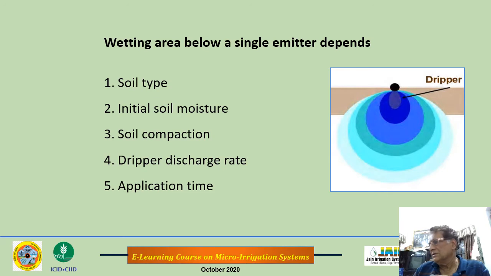Soil compaction. Yes, if the soil is compacted, then definitely the porosity is less, and then it would affect the evaporation, and it would spread wider than going vertically downward. Now, dripper discharge rate we discussed, and application time. If you keep on applying the same amount for a very, very long time, what will happen? It will not keep on going into the horizontal direction. At one point of time, the capillarity will stop, and then gravitational flow will be more pronounced, and most of the water will be lost.